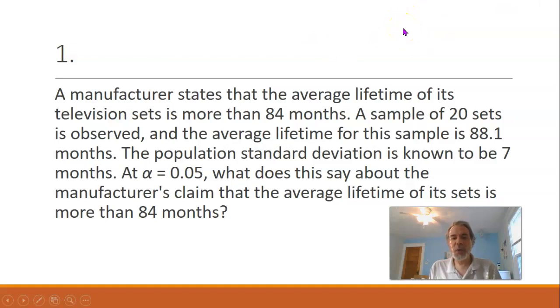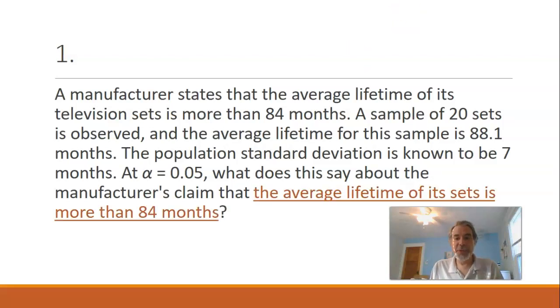So the claim that we're testing here, that we're doing our hypothesis testing procedure on, is that the average is more than 84. So we can write that like this: mu is greater than 84. So we're testing a claim about mu, about a mean. Now, are we doing a z-test, like we talked about in section 8.2, or are we doing a t-test, like we talked about in section 8.3?